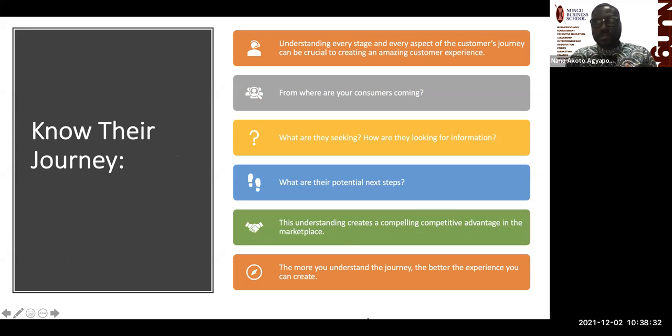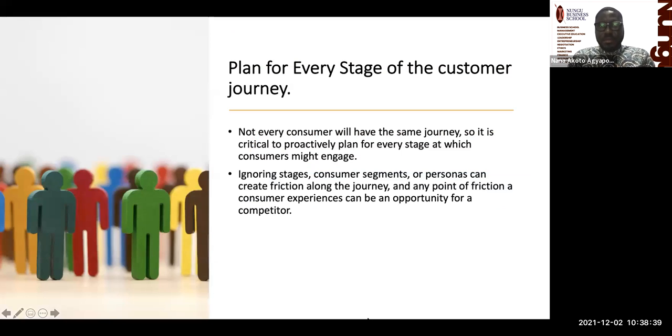Technically, that is what you need to do. Once you understand the customer, you can create a more compelling journey for a customer. And then plan for every stage of the journey, because not every consumer, like I mentioned, would have the same journey. So you need to be proactive in your planning on every point of the journey. You need to be very proactive. And then do not ignore stages. You do not ignore consumer segments and customer personas. Do not do that. It would create friction along the journey.